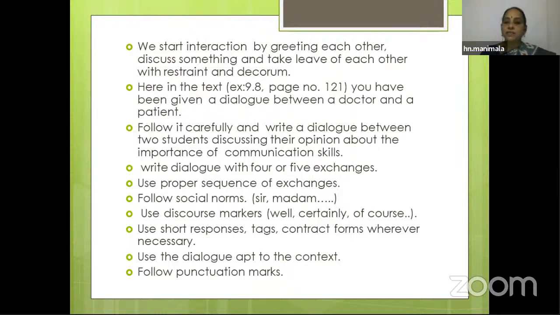What are the three main steps I am telling you? First, greeting each other, then discussing something, and taking leave of each other with restraint and decorum. That is very important. That is what I said about social norms: restraint and decorum. First we wish, then we discuss something. The discussion may sometimes be elaborate, sometimes very short, according to the need and the situation, and then we take leave of each other.